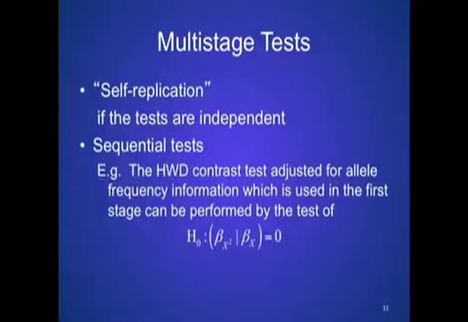But it's lovely. You've got this sample of pedigrees. You can do a test conditional on parental information, and you can also independently do a test on the parental information. So you're using the same sample to replicate. I thought it was one wonderful term. Anyway, the other thing you can do is sequential tests. Do one at a time. For example, you can do this Hardy-Weinberg disequilibrium contrast test after adjusting for allele frequency information, which is used in the first stage. So in other words, is this significant given that one? We've got all this machinery that we can use in logistic regression.